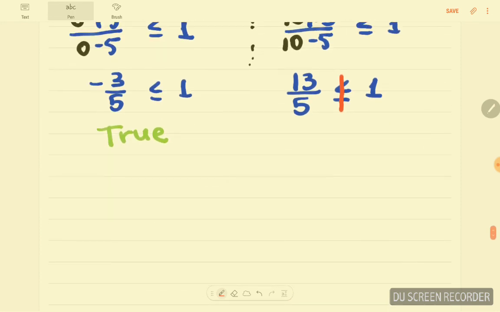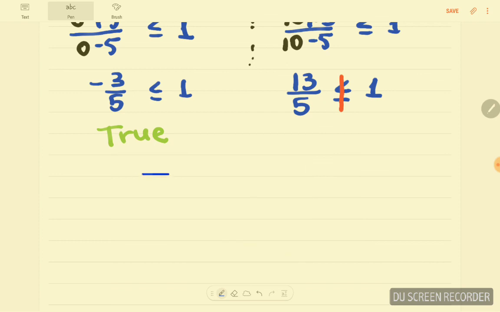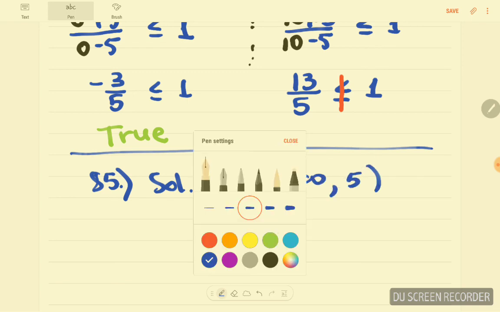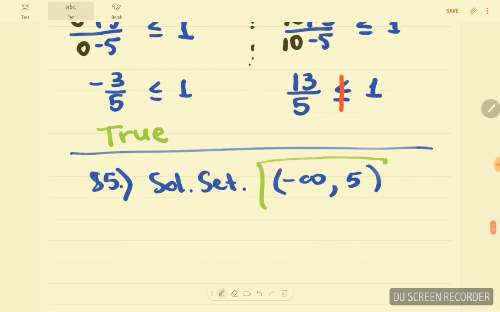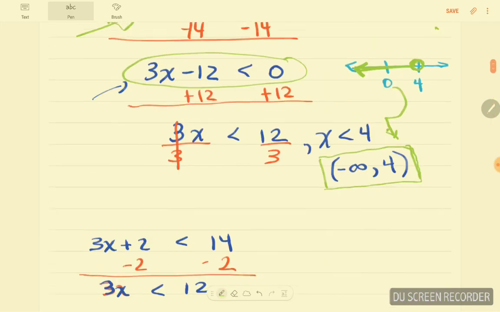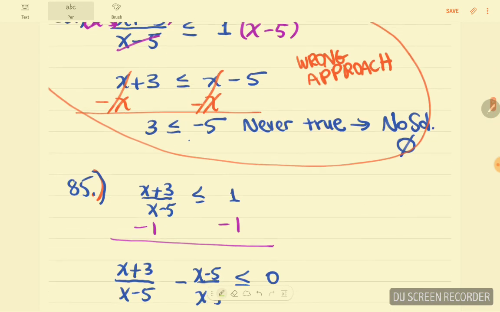So the answer for number 85, my final answer, the solution set in interval notation is negative infinity to 5, not including 5. Okay. So that's how you handle one of those. And those are the trickiest ones, I believe. So if you can handle that, then you'll be okay for the rest of them.